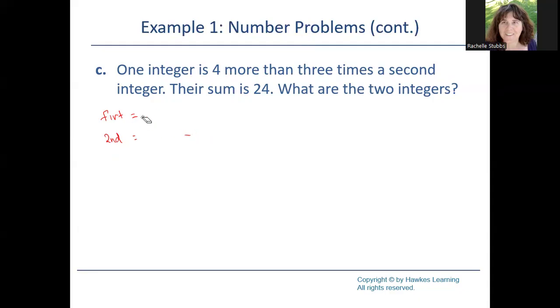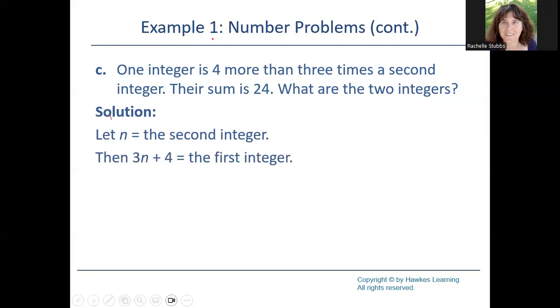So let's see. I don't want to use x and y because I need to use the same thing. Let n be the second integer, then 3n plus 4 is the first integer. That's how we want to do it. If n is the second one, then the first one is 4 more than 3 times the other integer. And their sum is 24. So this one plus this one equals 24.